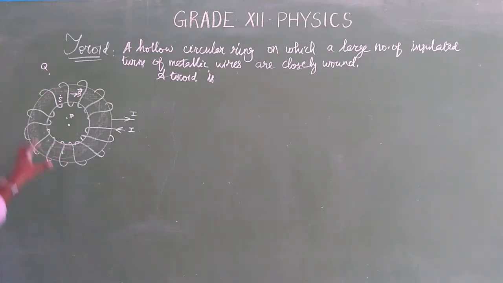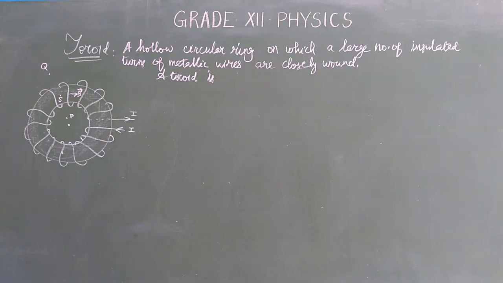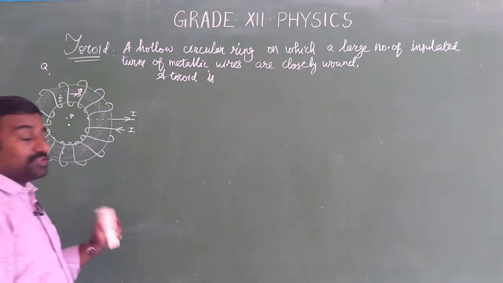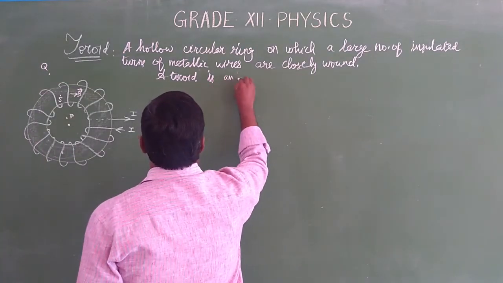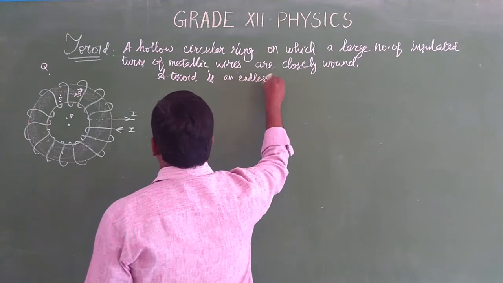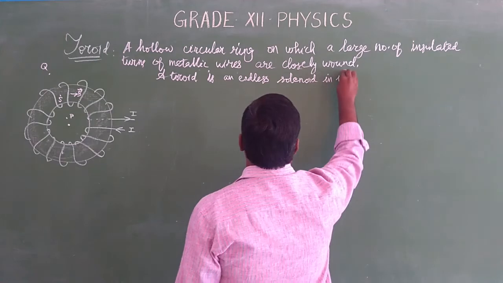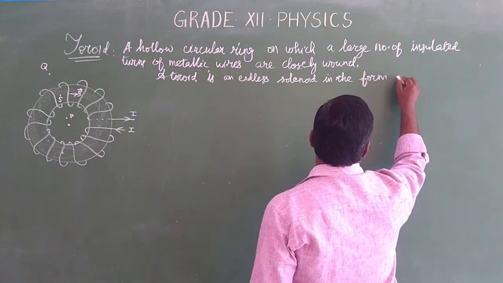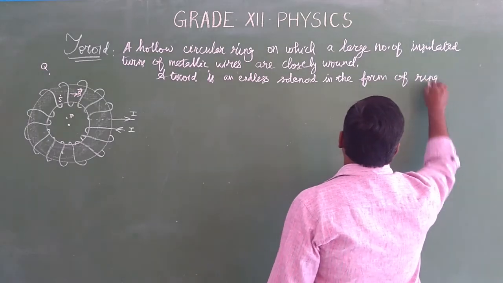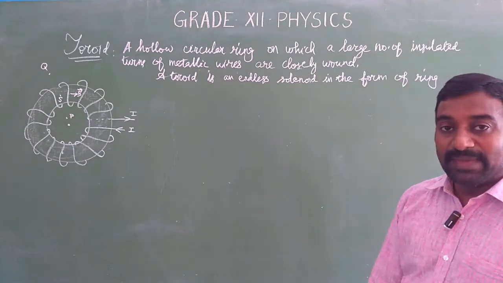Moreover, the magnetic field produced by the toroid is similar to that of what? A solenoid. So the solenoid's magnetic field and the toroid's magnetic field are similar. So we can say that a toroid is an endless solenoid in the form of a ring. It looks like a ring, so the toroid also is used to produce a magnetic field.